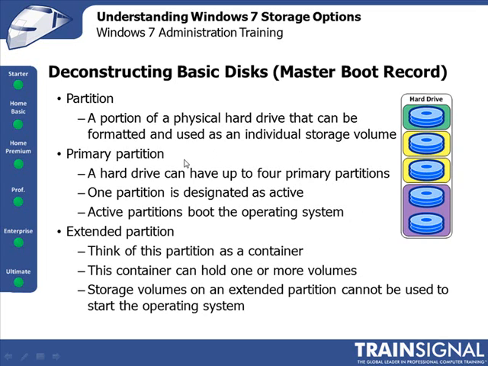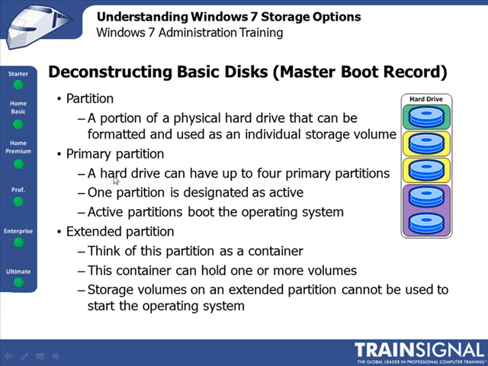On master boot record type disks, there are two kinds of partition. There's a primary partition and an extended partition. A hard drive under the most common type of disk can have only up to 4 primary partitions. So what you're looking at here are 4 partitions. We've got a green one, a yellow one, and a purple one. One of these partitions is designated as active, and in this case, that's the green one. The active partition is responsible for booting the operating system. So basically, Windows 7 is installed on the active partition of a master boot record basic disk.